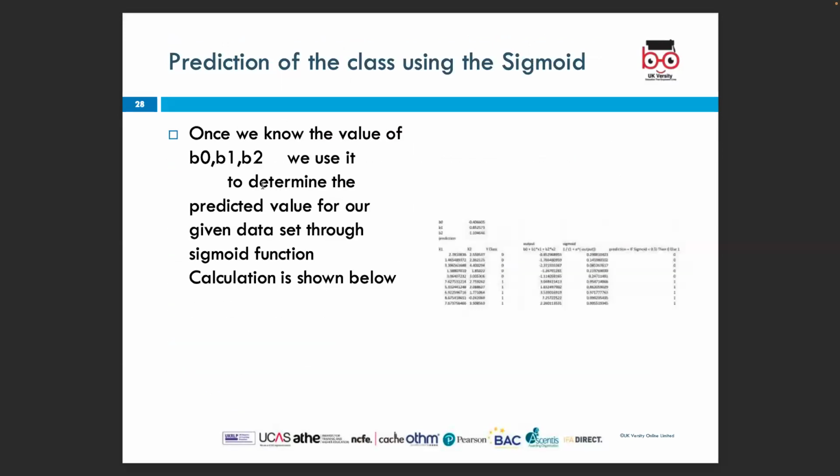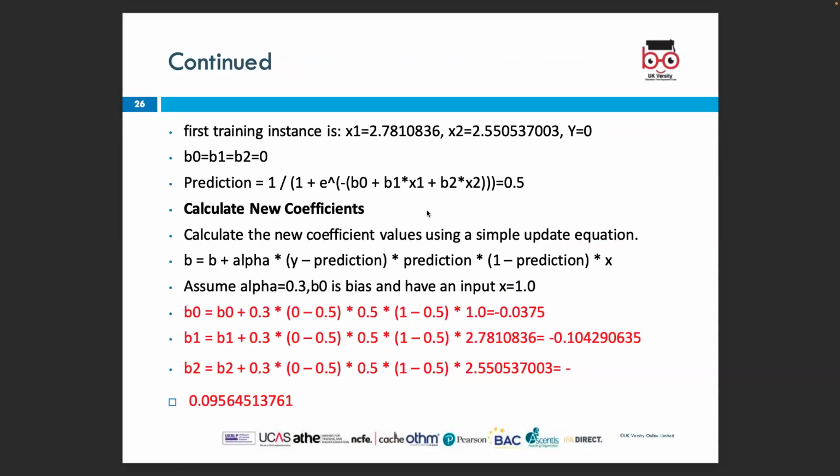So the prediction formula is this, which is 0.5. So how do we calculate this? Calculate the new coefficient value using a simple update equation, which is B is equal to B plus alpha times (Y minus prediction) times prediction times (1 minus prediction) times X. Assume alpha is equal to 0.3, B is the bias, and input X is new. So this is the formula, and also B0, B1, and B2.